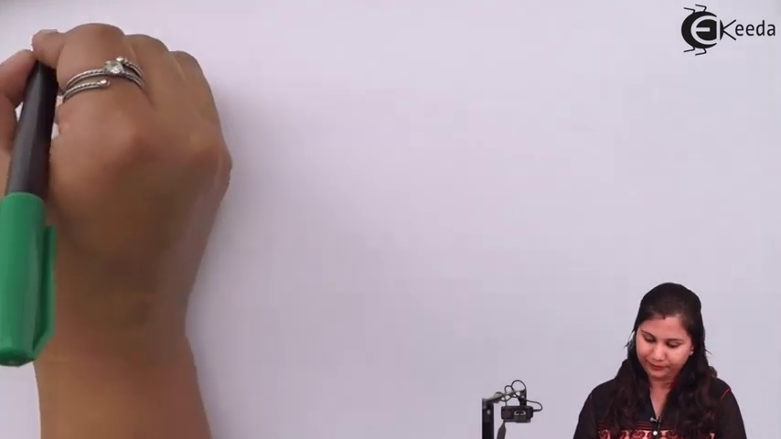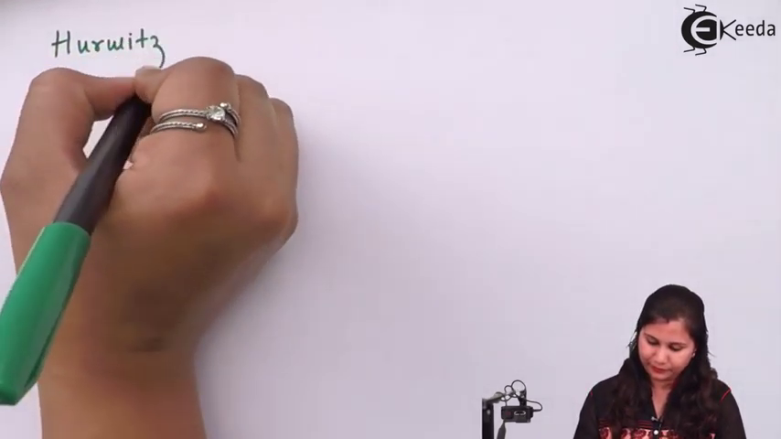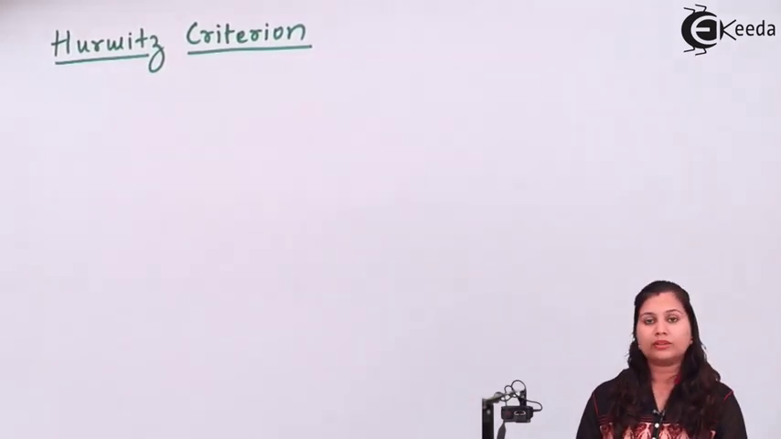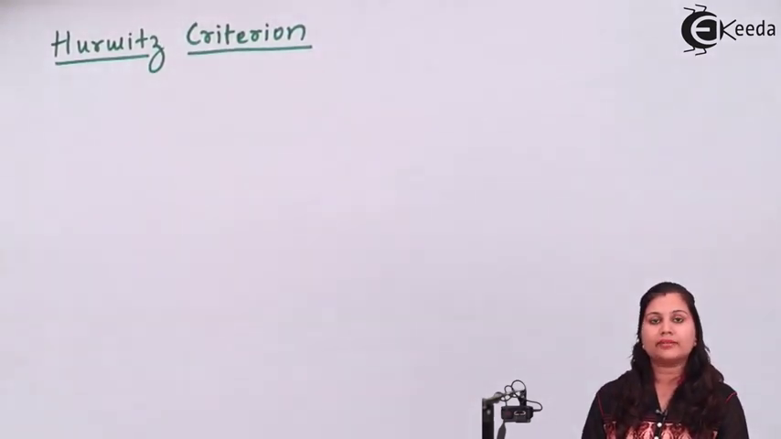Before starting with the Routh Hurwitz criteria, first we will study what is the Hurwitz criteria to determine the stability. We know that for a control system, the stability is always defined with respect to the location of roots of the characteristic equation. So the characteristic equation plays a very important role for a control system.